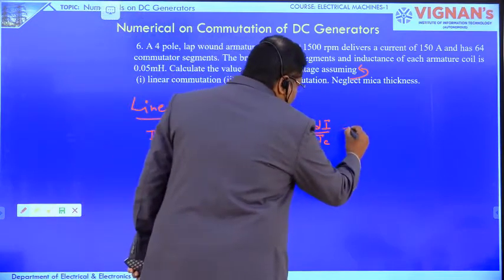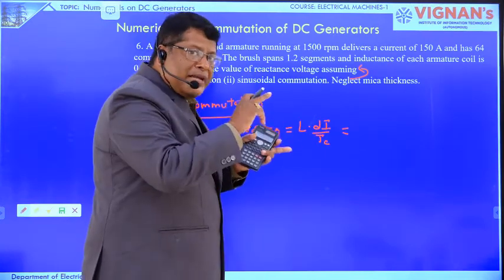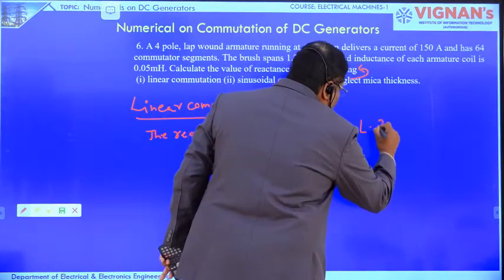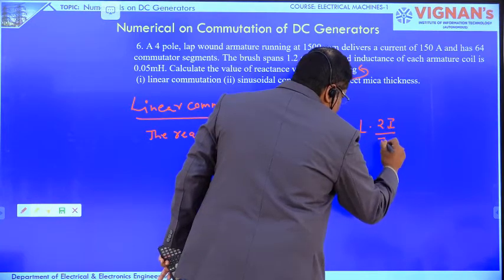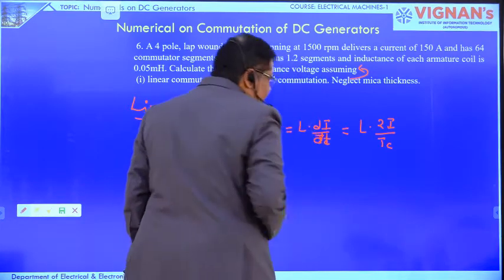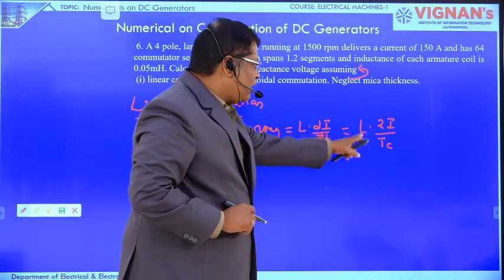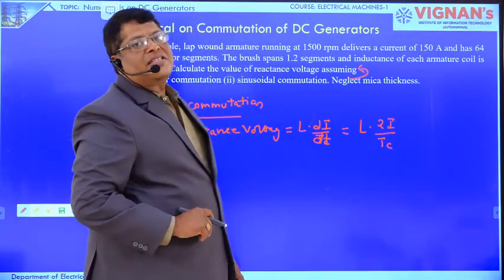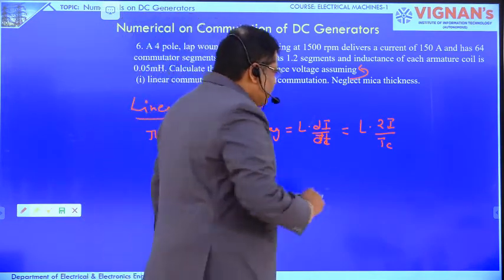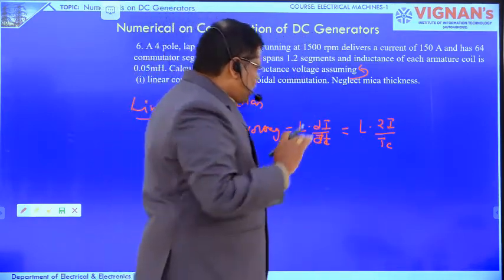Now di is nothing but, see here, the current is changing. This is di. The current is changing from plus I to minus I. So the same equation is modified as L into 2I by Tc. L into di by dt is equal to L into 2I by Tc, where Tc is the commutation time. The problem is with Tc only. How we calculate this Tc, we will see later.